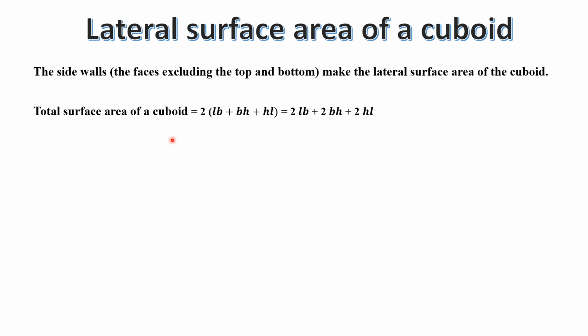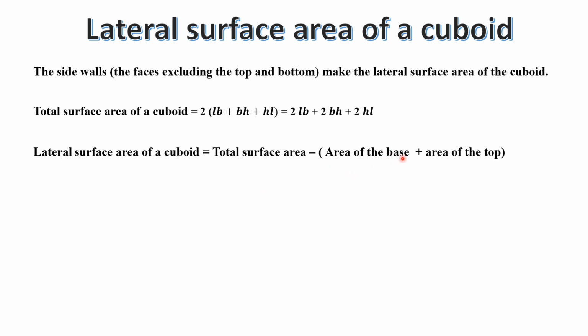What I am going to do is, from the total surface area of the cuboid, I will subtract the area of the top and bottom. So this is the total surface area of the cuboid: 2 times length into breadth plus 2 times breadth into height plus 2 times height into length. Now from here I am going to subtract the area of the base and the area of the top. The area of the base is length into breadth, and the area of the top is also length into breadth. So I am going to subtract 2 times length into breadth.